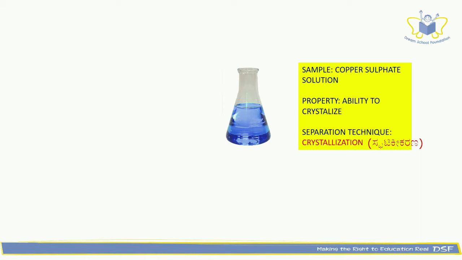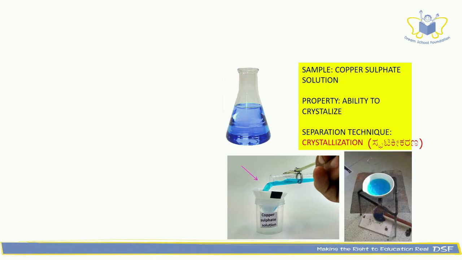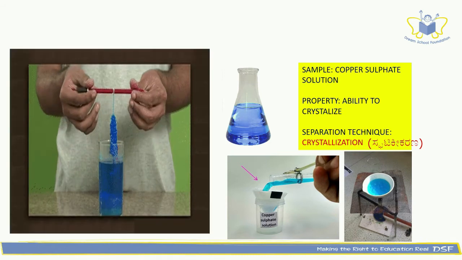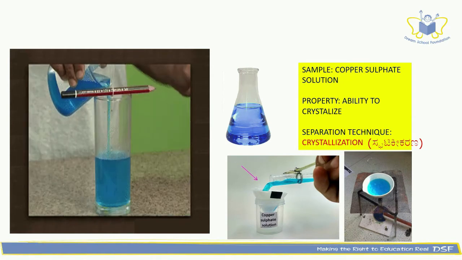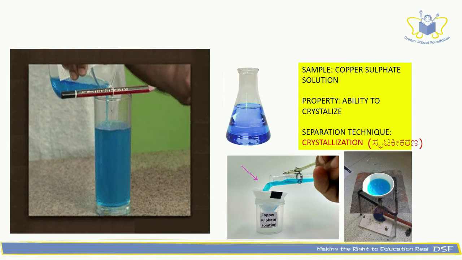Let us see what we can do. Let us first filter this solution to remove insoluble impurities and then boil it to make it a saturated solution. What will happen when the saturated solution cools down? Won't the excess copper sulfate be thrown out of the solution? Here you can see pure crystals of copper sulfate forming.